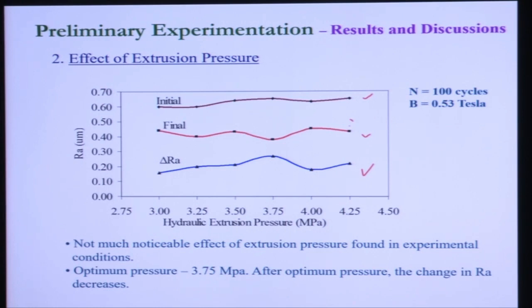So at optimum pressure, you can see the change in surface roughness. The maximum change in surface roughness is available at 37.5 bar pressure. That's why all the MRFF experiments are carried out at 37.5 bar pressure. After the optimum pressure, you can see this change in surface roughness decreases again. We can give the reason for this.